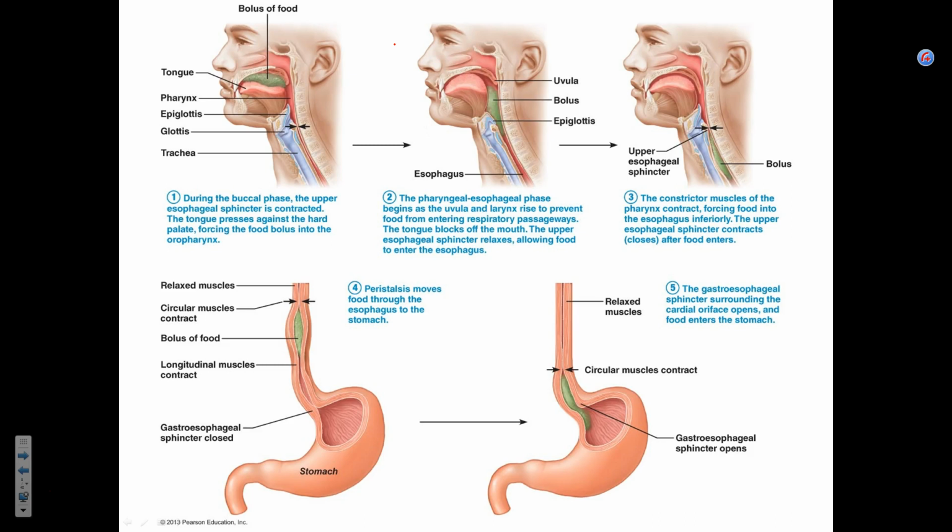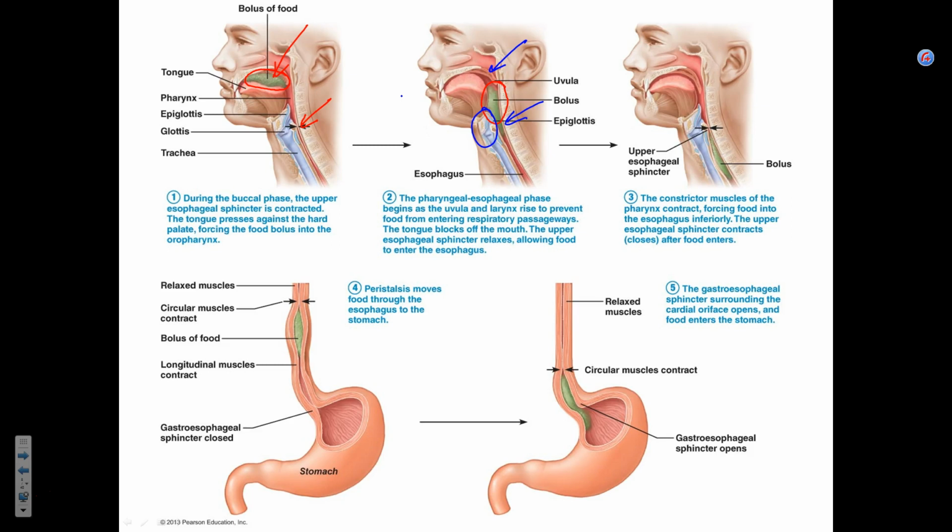So we're going to repeat it again. Here, you can see a bolus of food. You see that the upper esophageal sphincter is closed. As you push the bolus of food back into the oropharynx, that stretch sends the signal to the swallowing center in the medulla oblongata, which in response closes the uvula, closes the epiglottis, and relaxes the upper esophageal sphincter. So the food can be pushed by peristaltic activity of your throat into the esophagus.